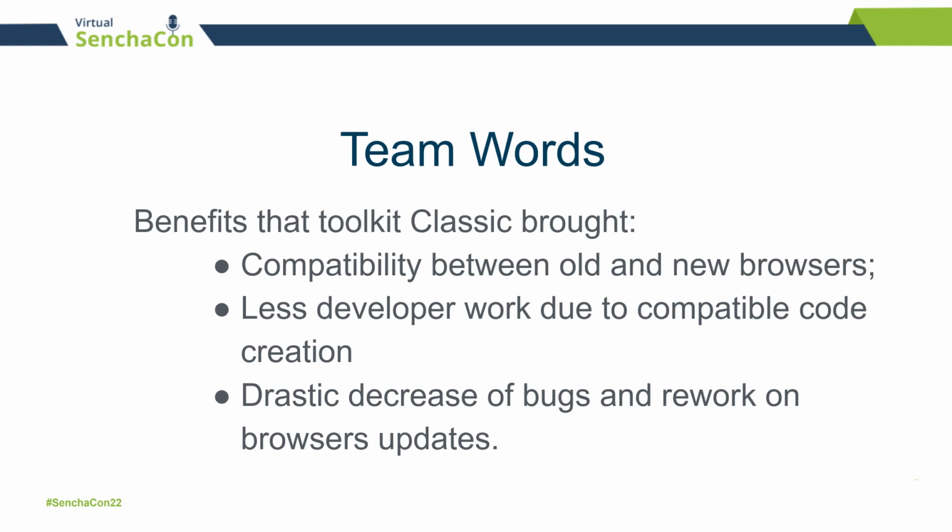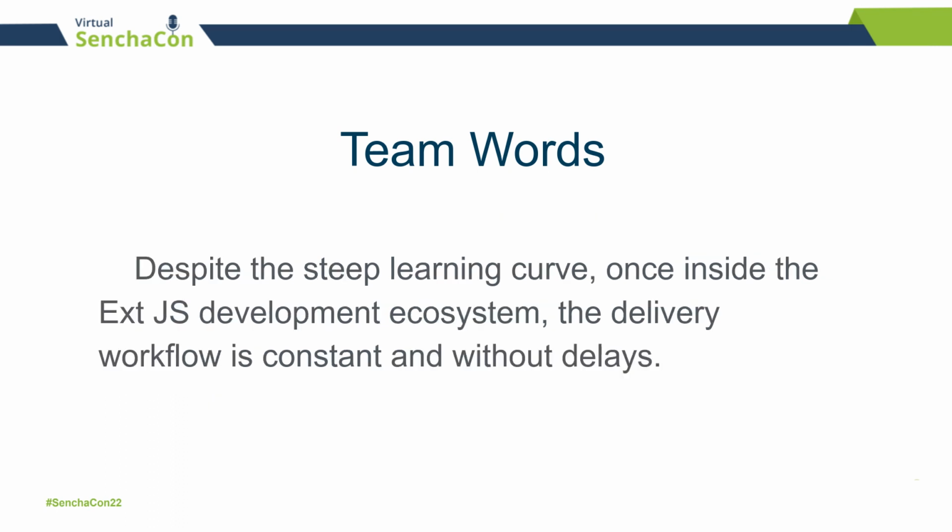Benefits that Toolkit Classic brought. Compatibility between old and new browsers. We talked about this in the browser updates, okay? The browser updates slide. Less developer work due to compatible code creation. Drastic decrease of bugs and rework on browser updates. Despite the steep learning curve, once inside the Ext JS development ecosystem, the delivery workflow is constant and without delays.